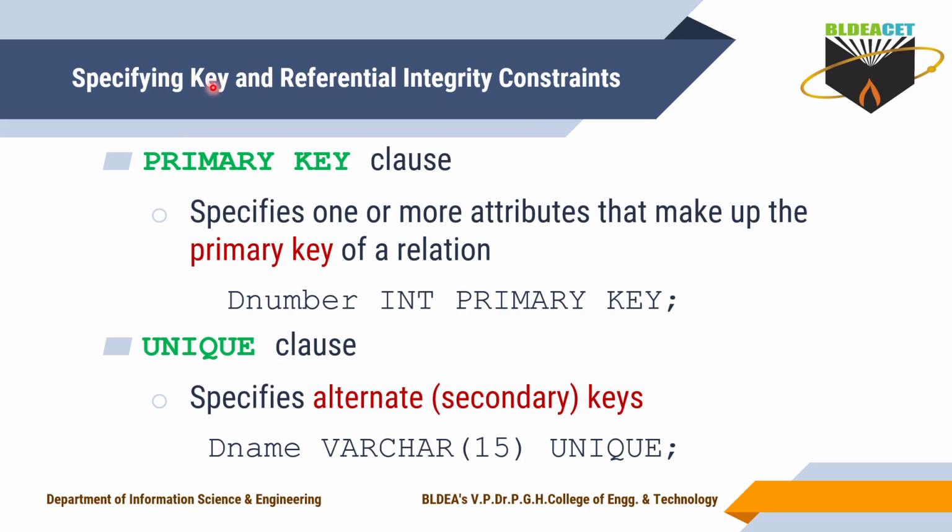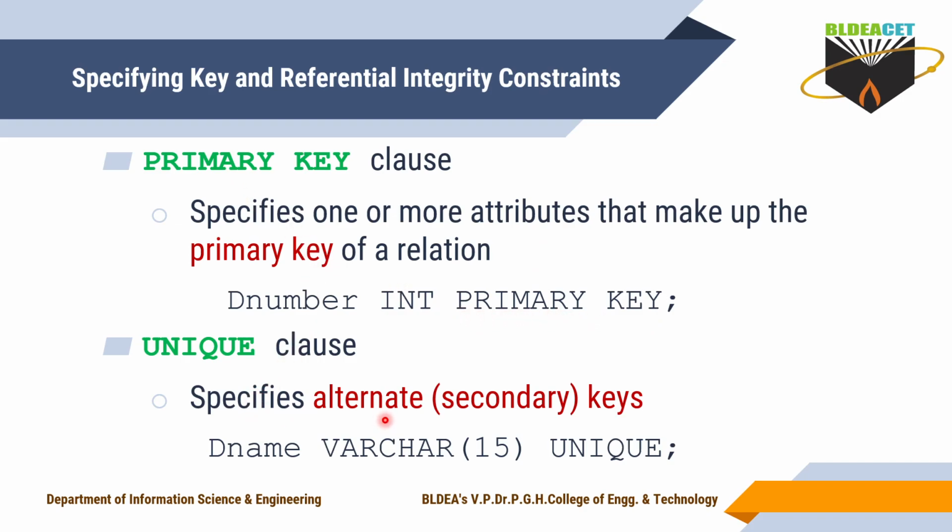As we already know, what is a key? In the key you have two things: one is the primary key clause and another one is the unique key clause. The primary key specifies one or more attributes that make up the primary key of a relation. Primary key means attributes which hold unique values. So those attributes you can specify as a primary key, with the condition that the attribute value must be unique. For example, this D number is one attribute of type int, and now you want to specify it as a primary key here. So you have to use PRIMARY KEY as a keyword. This is to specify the primary key.